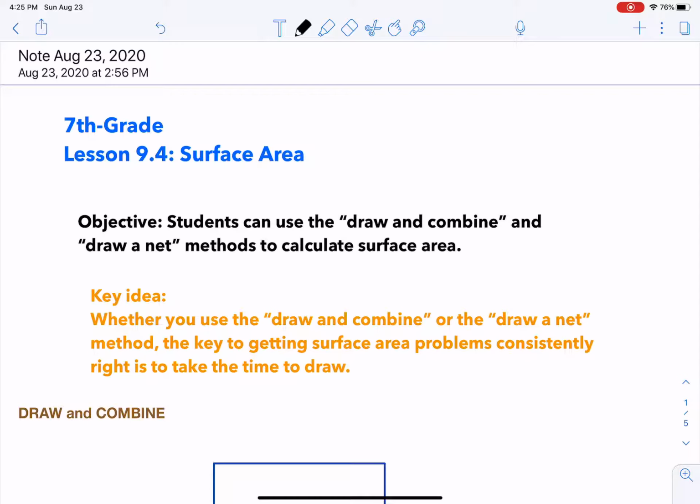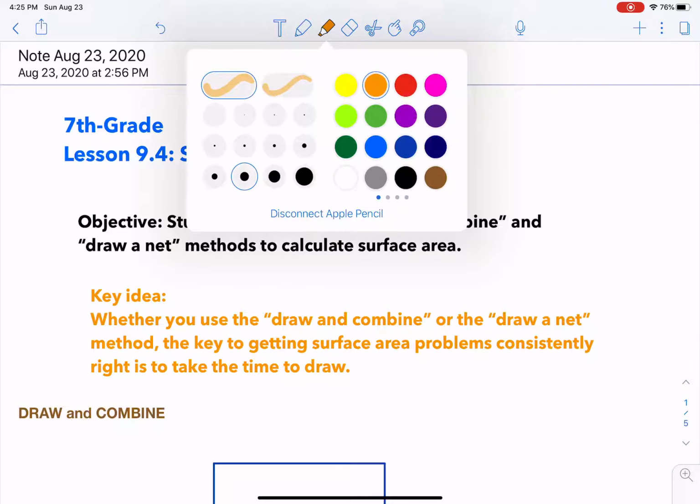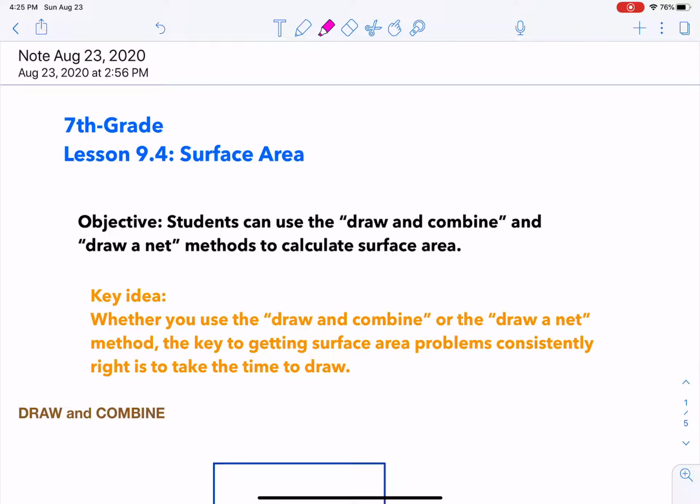For the objective for your class notes, I want you to write, students can use the draw and combine and draw and net methods to calculate surface area. And then our key idea is really this word, draw. As you write down your key ideas, and you may need to pause the video to do that, and that's okay. I'm going to highlight, maybe in this nice pink color, that word draw. Draw. This is our key.